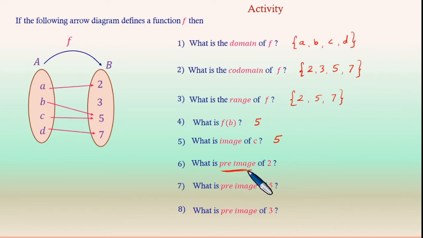Now pre-image of 2. What is the pre-image of 2? Pre-image of 2 is A. You are right. And now pre-image of 5. Pre-image of 5 are 2 elements, that is B and C. These are the pre-image of 5. And what about the pre-image of 3? Yes, it is empty set. No pre-image. Or you can write this symbol also. Okay, so pre-image of 3 is empty set. There is no pre-image for the element 3.